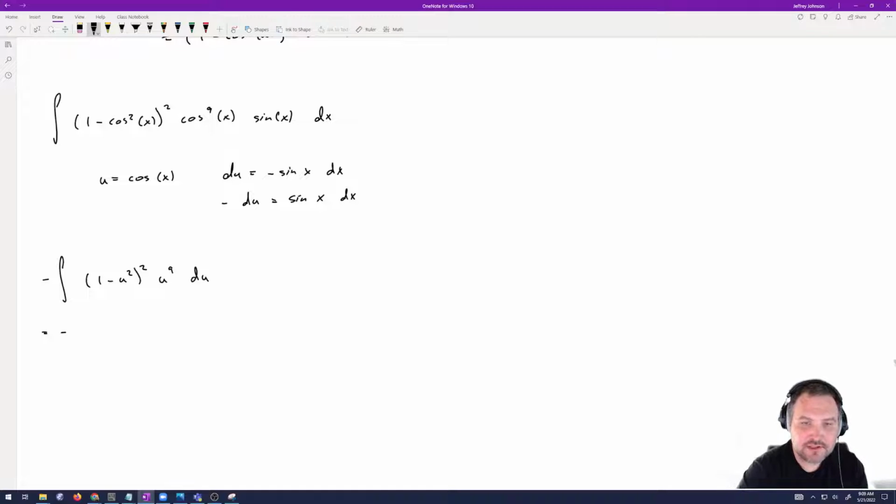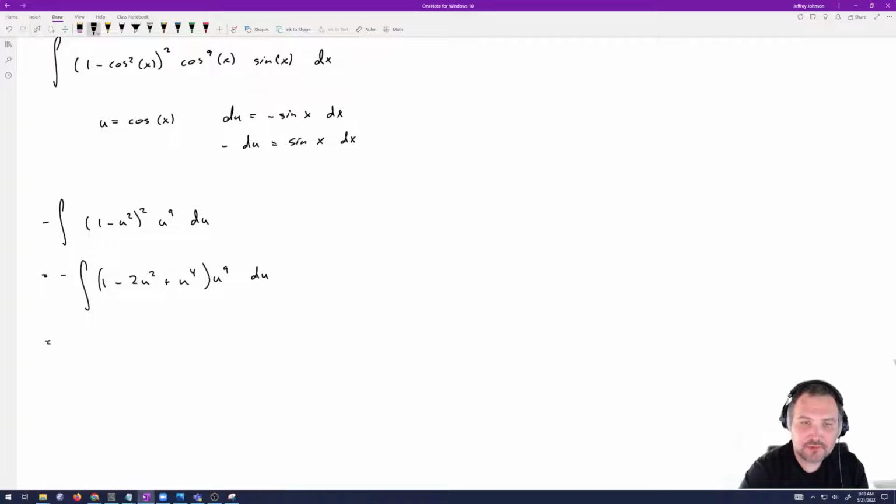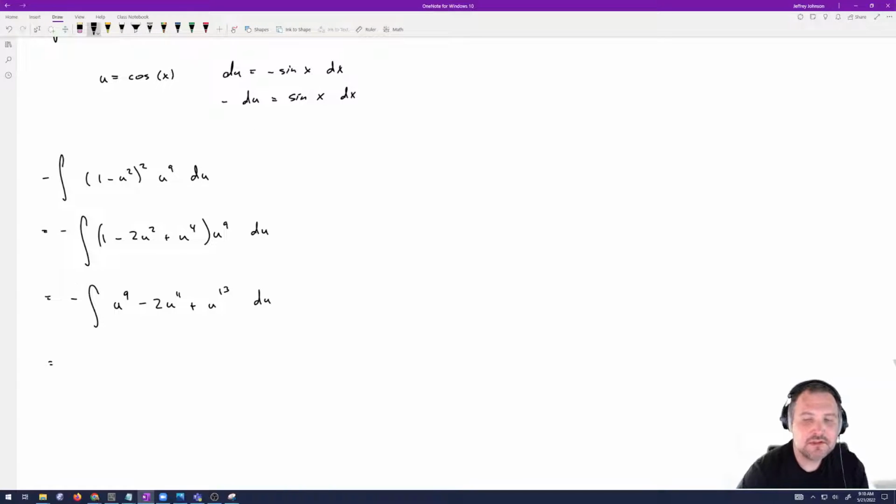If we do that, just to finish it up here, we have 1 minus 2u squared plus u to the fourth, and that's all times u to the ninth. We can multiply that through: that's u to the ninth minus 2u to the 11th plus u to the 13th. Then we can apply the power rule to each of those, and then put u equals cosine back in. Just for the sake of completeness, let's finish this here.